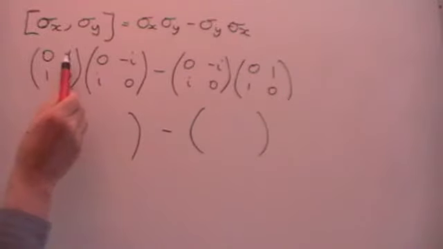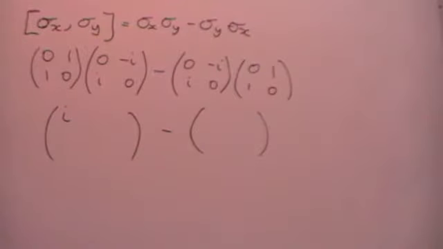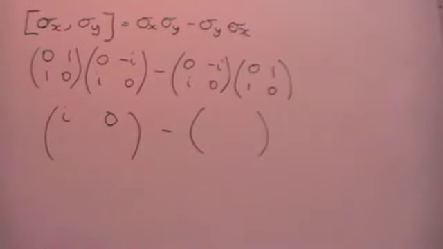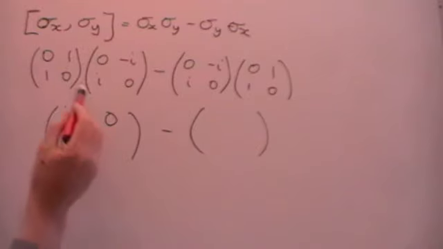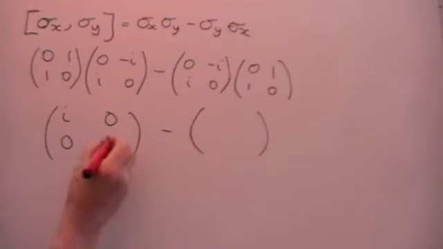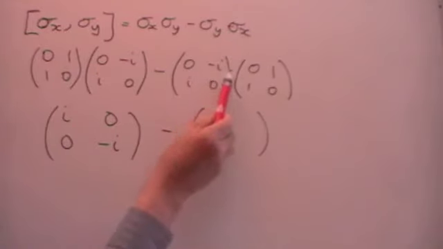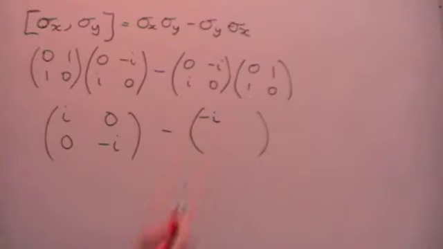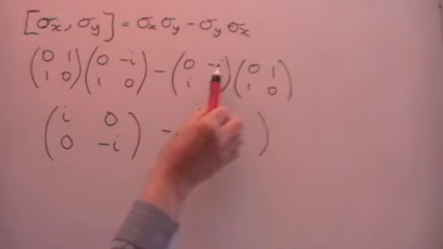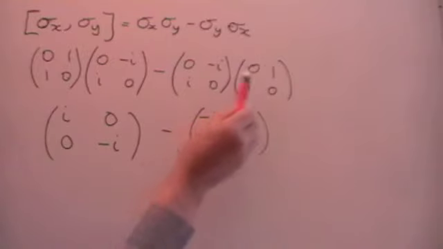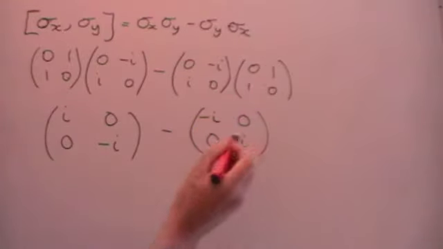0 times 0 plus 1 times i is i. 0 times minus i plus 1 times 0 is 0. 1 times 0 plus 0 times i is 0. 1 times minus i plus 0 times 0 is minus i. And over here we're going to get 0 times 0 minus i times 1 is minus i. 0 times 1 plus minus i times 0 is 0. i times 0 plus 0 times 1 is 0. i times 1 plus 0 times 0 is i.